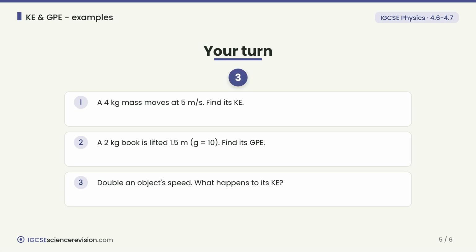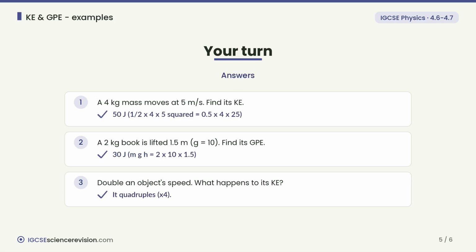3, 2, 1. Here are the answers. Number 1, 50 J: 0.5 times 4 times 5 squared, which is 0.5 times 4 times 25. Number 2, 30 J: mgh says 2 times 10 times 1.5. Number 3, it quadruples, times 4.